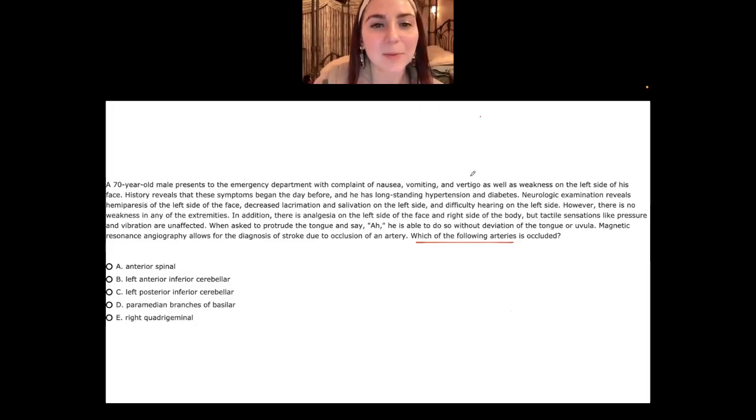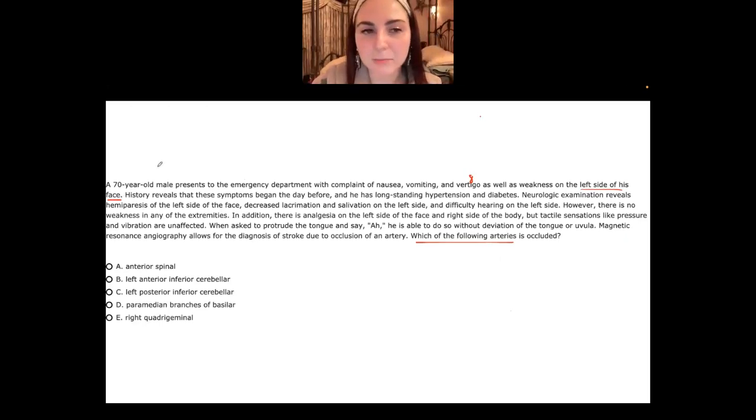So a 70-year-old male presents with nausea, vomiting, and vertigo. Automatically I see vertigo and I'm already thinking cranial nerve 8. So I'm going to draw it in here. As I go, I draw it, and I can take things out, whatever. So weakness on the left side of his face. So I have left-sided weakness.